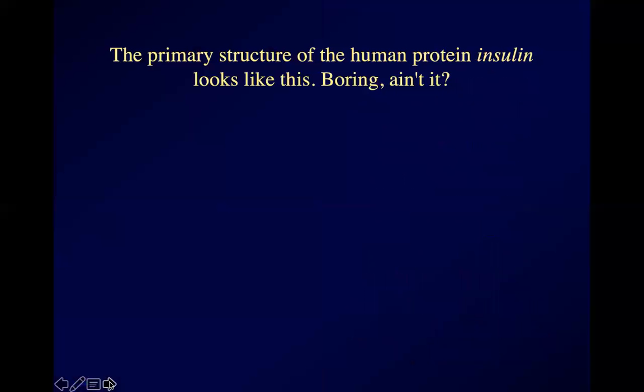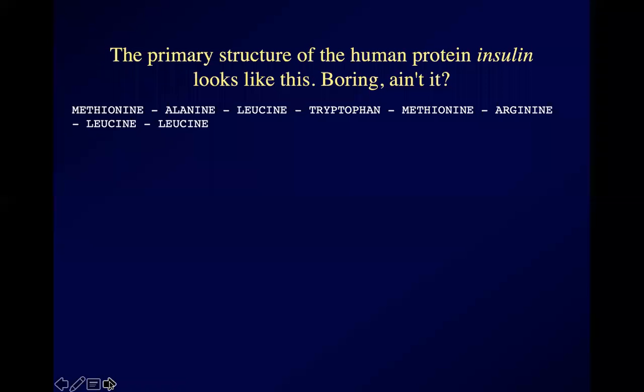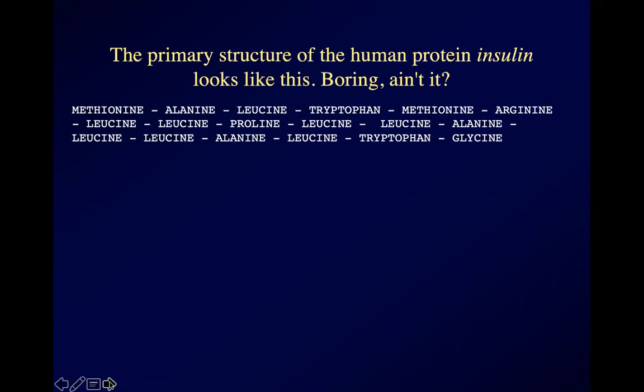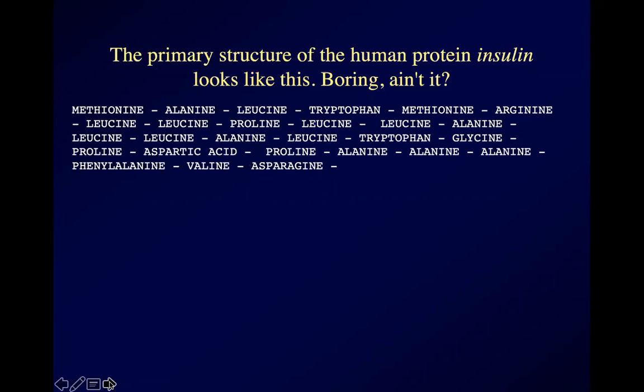So here's the primary structure of a protein called insulin. If you don't make this or your body can't respond to it, you have diabetes. And to make insulin, cells in your pancreas have to take a methionine and stick on an alanine and then add a leucine and a tryptophan and another methionine and an arginine and a leucine, proline, leucine, alanine, tryptophan, glycine, proline, aspartic acid.